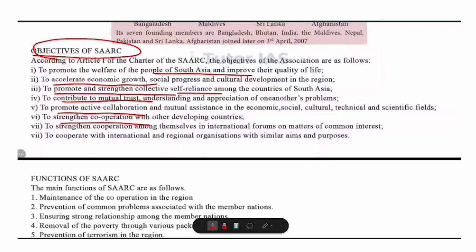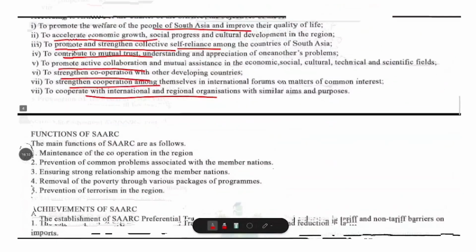Then, work together in international forums. SAARC members join hands in global discussions on issues like trade, environment or development. Then, cooperate with international and regional organizations. SAARC also partners with other organizations that have similar goals like UN, ASEAN or the African Union to expand cooperation, like teamwork beyond borders.